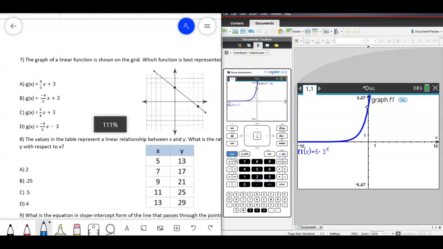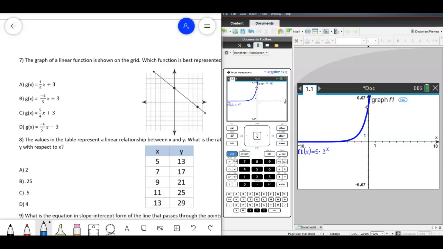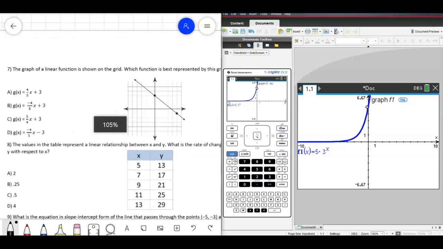Okay, number 7. Now, it's a bad printout, but there's supposed to be lines right here. And I wish they weren't so thick. Oh well.